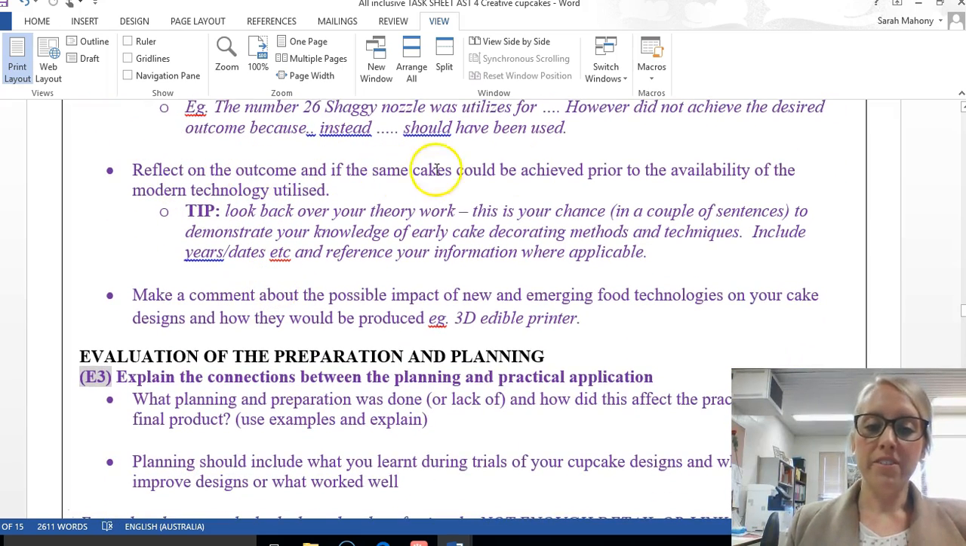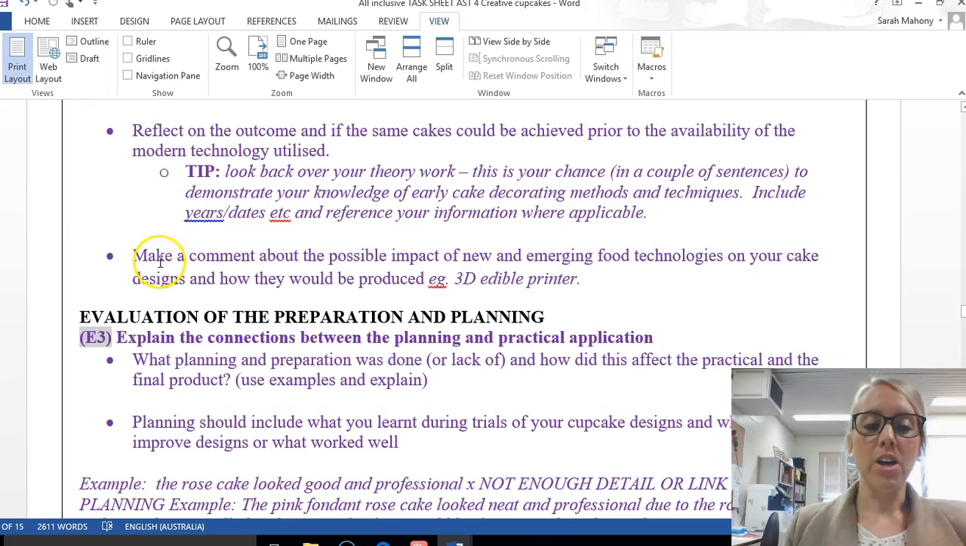Reflect on the outcome and if the same cakes could be achieved prior to the availability of modern technology that was utilised. So a summary of the overall look, right, and the outcome of the cakes, and if you're saying that they were very professional, brightly coloured, glistening, etc., then you want to comment and say 200 years ago, in the 1800s when the first cupcakes were being made, could the same results be achieved? Why or why not? All right.